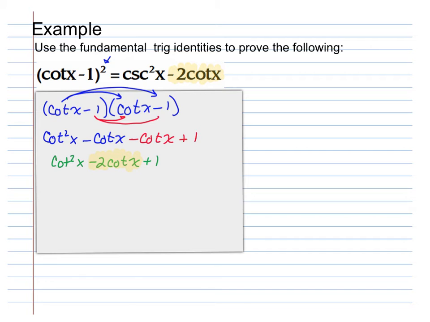So somehow the cotangent squared of x plus the 1, we have to try to get rid of it. So I'm going to rearrange it, and I'm going to put the negative cotangent in the back. So I have now cotangent squared of x plus 1 minus the 2 cotangent of x. And if you notice, this piece right here is one of our Pythagorean identities that we could use.